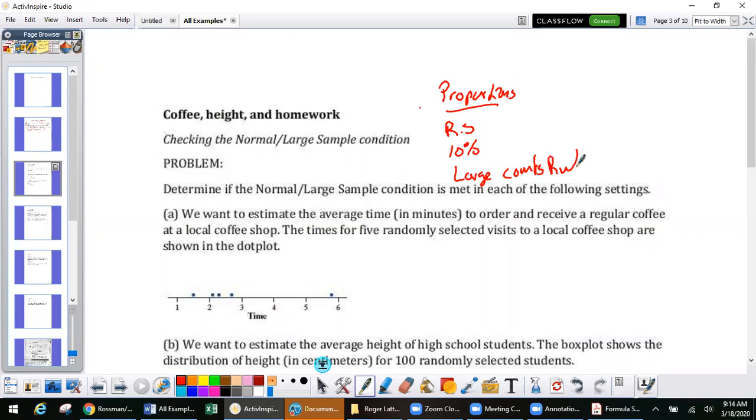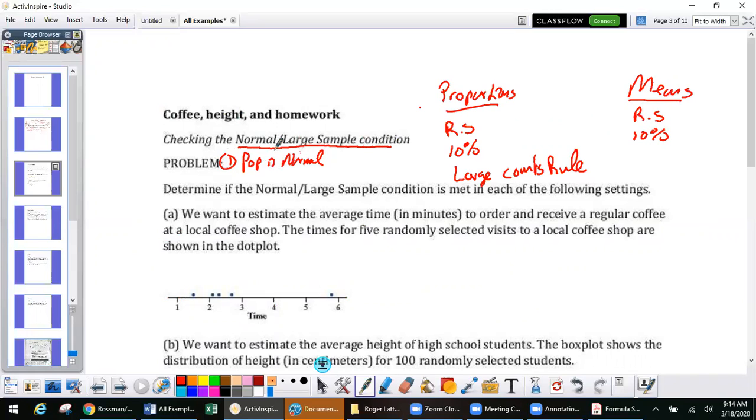All right, with T, it's a little bit different. We have 3 conditions again that we're going to use. We're going to use the random sample, we're going to use the 10% rule, and then the third one is going to be either our normal or large sample size condition. So that says one of 2 things. Number 1, the population is normal.